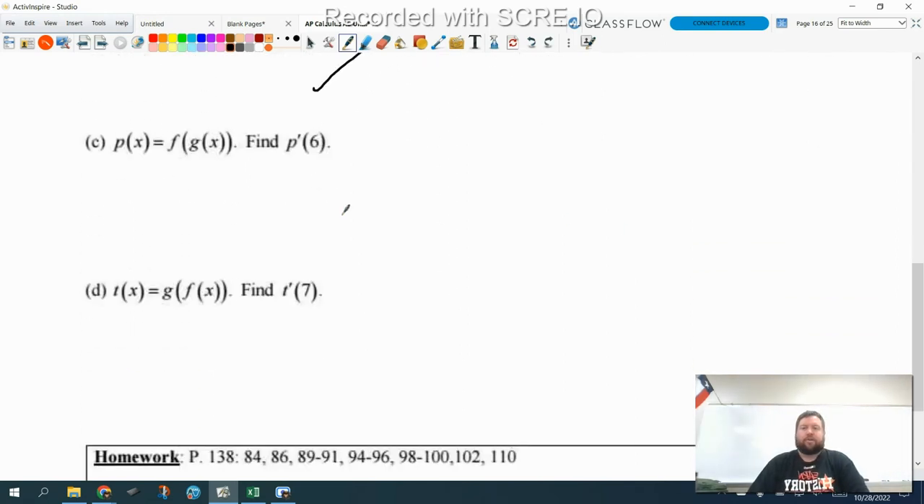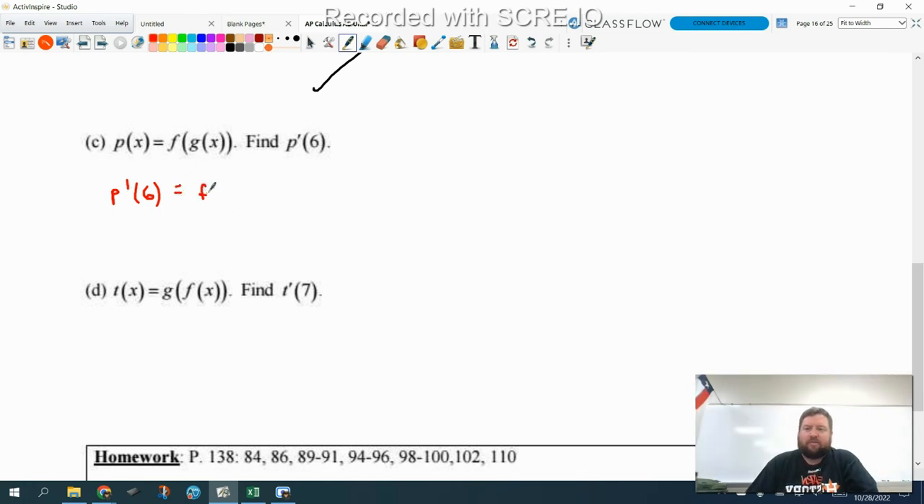All right, so we're going to focus on the chain rule questions here. We are given a function called p of x, which is f of g of x. We have our composite function, which means we're going to have to use the chain rule, and then we're going to be plugging in 6. So let's take the derivative, p prime of 6. I'm going to go ahead and plug in 6 right now, just so I don't have to write it twice.